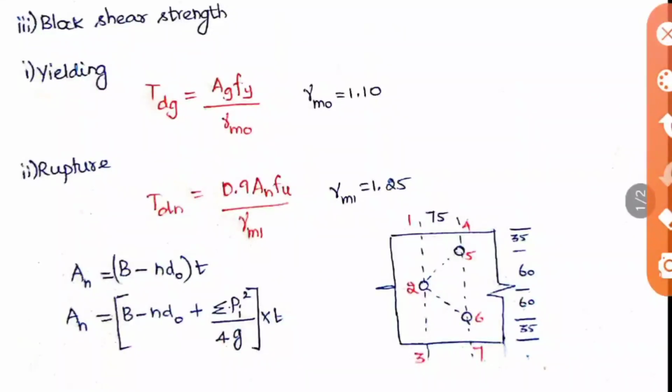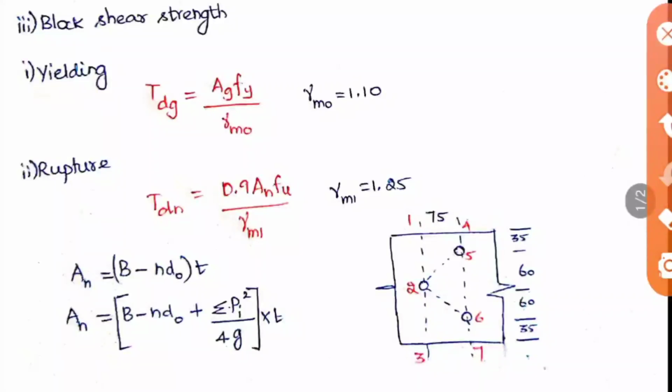Keep it aside. In the next case, similarly, we can go for the next line, that is 4, 5, 6, 7. A failure can occur like this also. Here you can apply the same formula for chain bolting along the section 4, 5, 6, 7, that is (B minus n d naught) into t. Here for n you should substitute the number of bolts along this line. So you will get the answer for this.